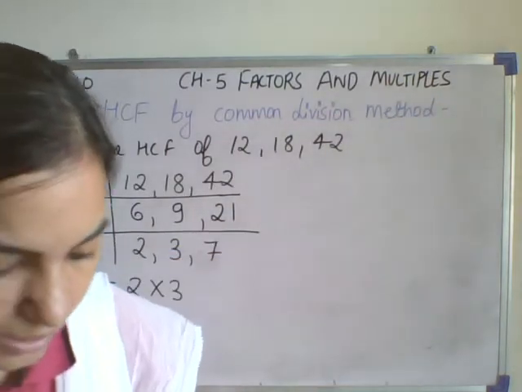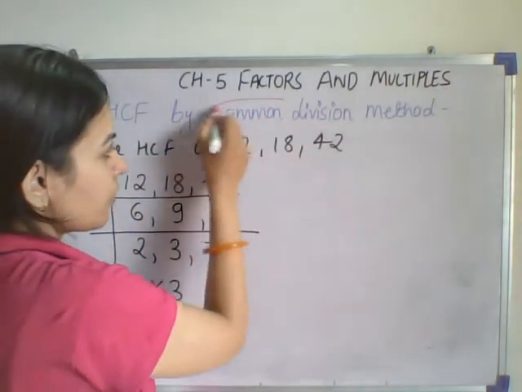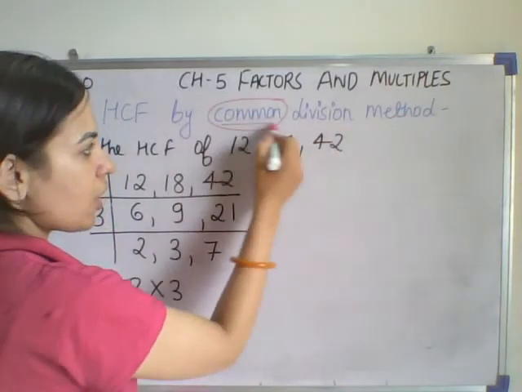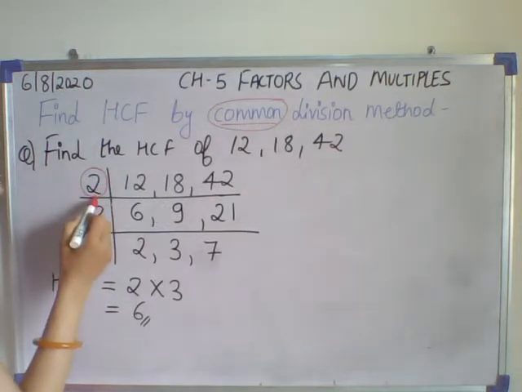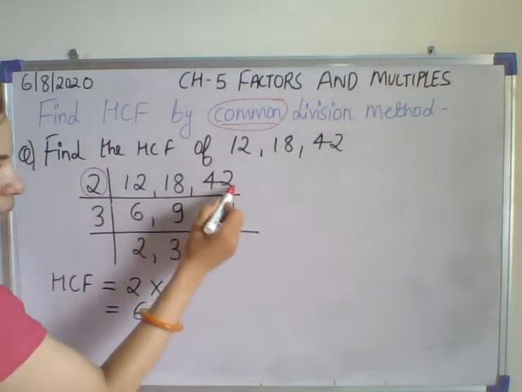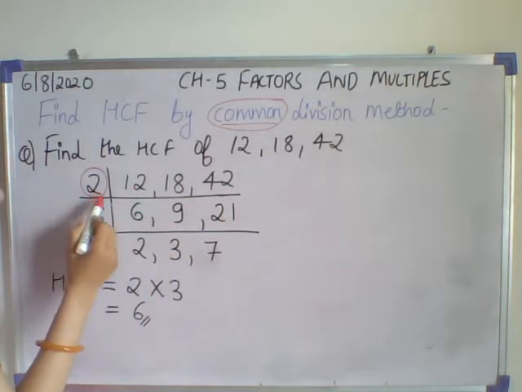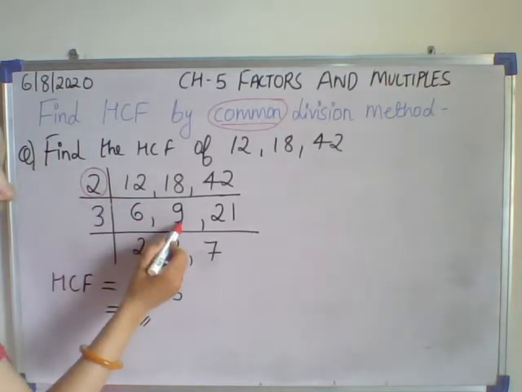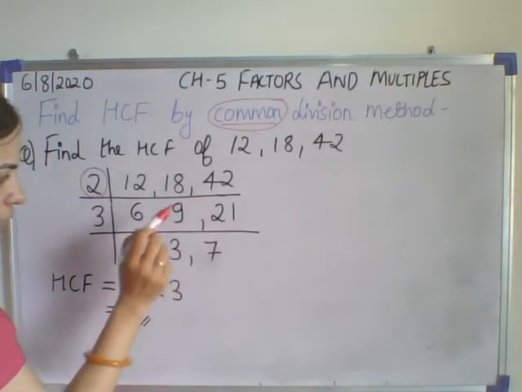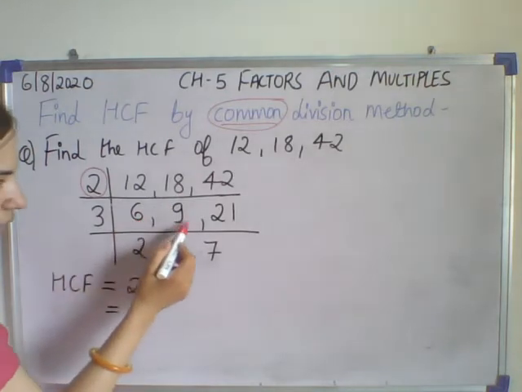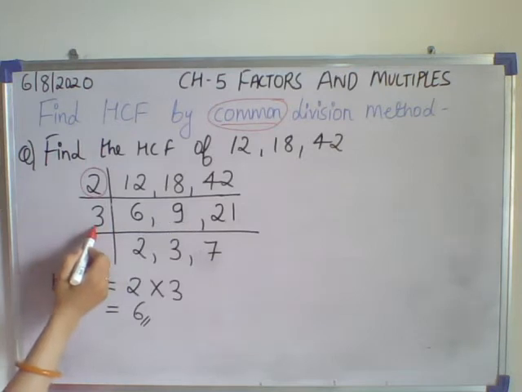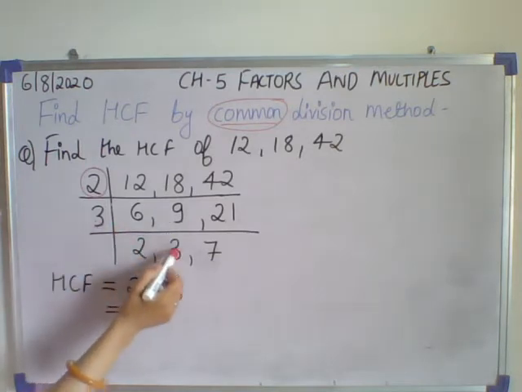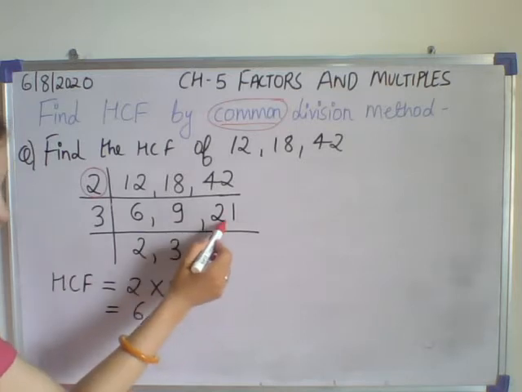Why am I calling it the common division method? Because here we are taking a common factor. Here the common factor is 2. These 3 numbers are divided by 2. So 2 6s are 12, 2 9s are 18 and 2 21s are 42. Then these 3 numbers 6, 9 and 21 are divisible by 3. So I have written here 3. 3 2s are 6, 3 3s are 9 and 3 7s are 21.